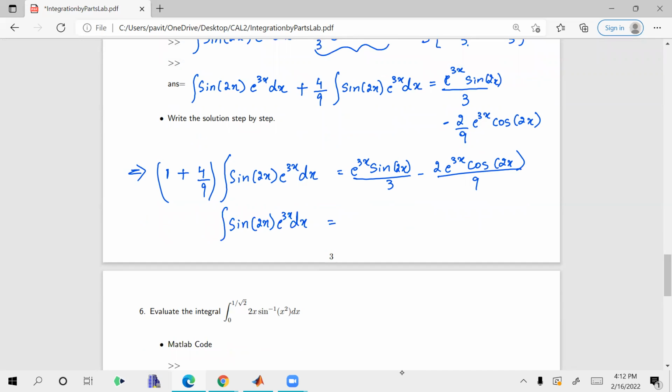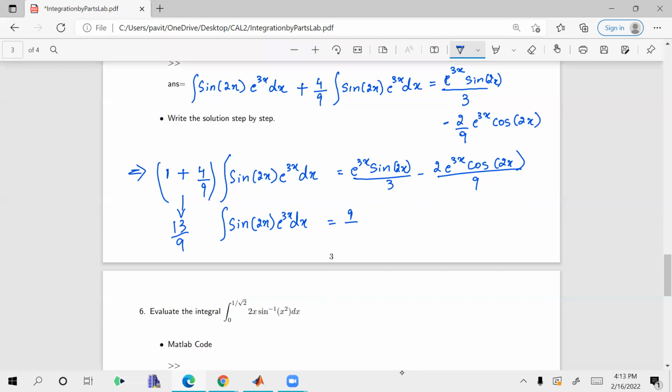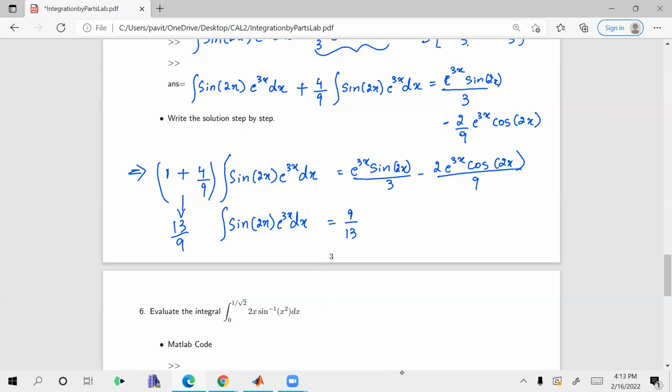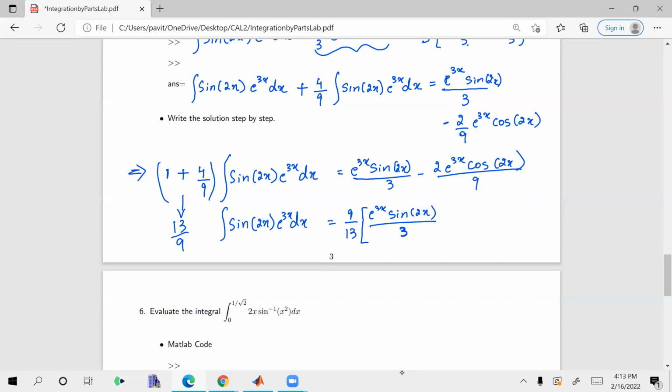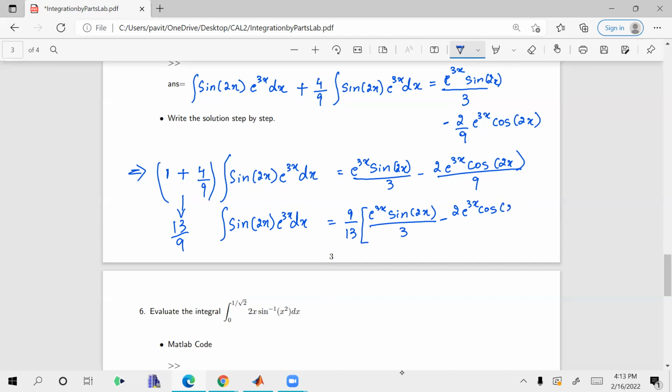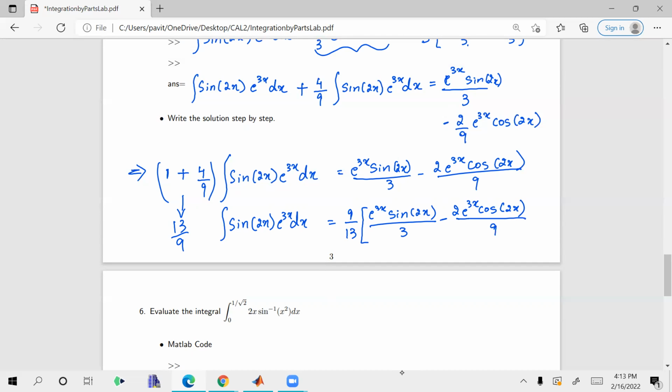13 by 9. Right? So this is 13 by 9. So I'm going to bring that to the other side. Okay. So 9 by 13, because it's the reciprocal, times e to the power of 3x sine of 2x divided by 3 minus 2 e to the power of 3x cos of 2x divided by 9. This is your complete solution.